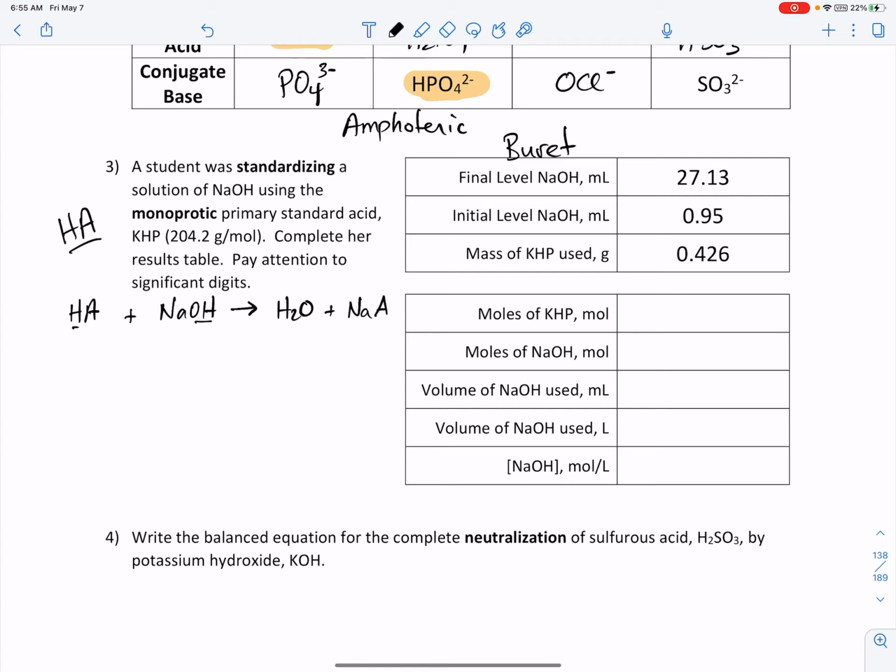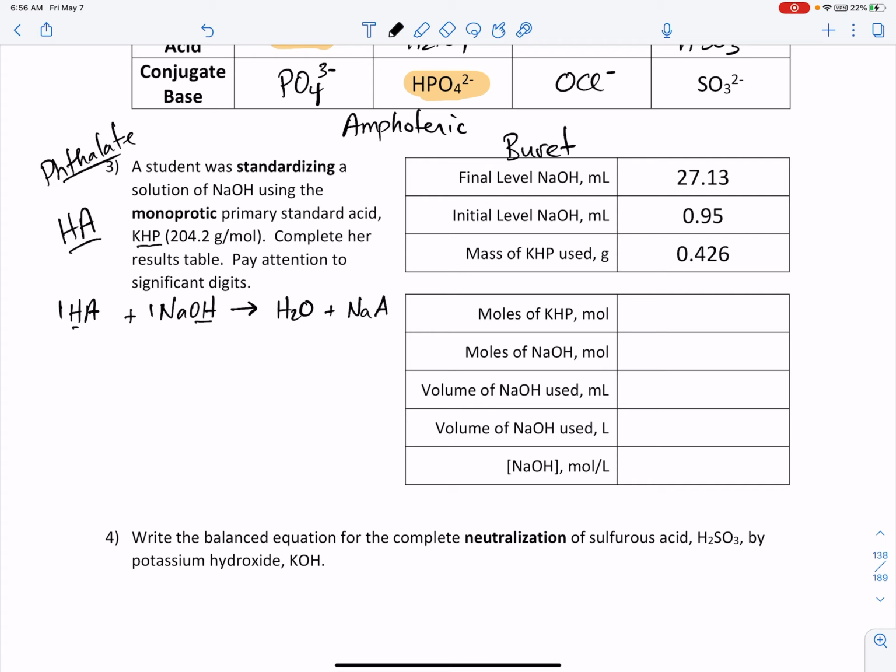We're using HA as the formula for the acid because KHP is actually not a chemical formula. The K, yes, is potassium. The H, yes, is hydrogen, but the P there just stands for phthalate. Phthalate is not an element on the periodic table. Phthalate is a complicated organic molecule. So KHP is actually not a chemical formula, so we're using HA to represent the acid. So we can see that the acid and base react in a 1-to-1 ratio.